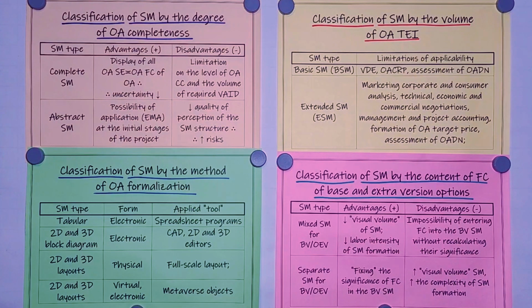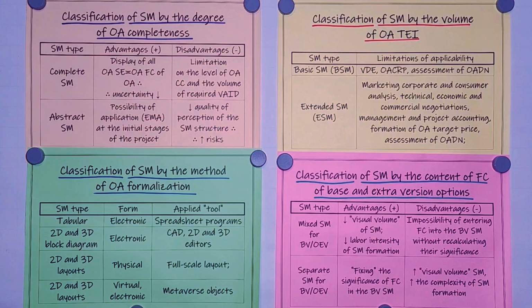Because the formation of an extended structural model requires additional costs expressed in the labor intensity of design engineers, cost engineers, technologists, and other specialists, a basic complete structural model is usually compiled in the first approximation, and then a decision is made on the rationality of the additional labor cost associated with the formation of the extended structural model.